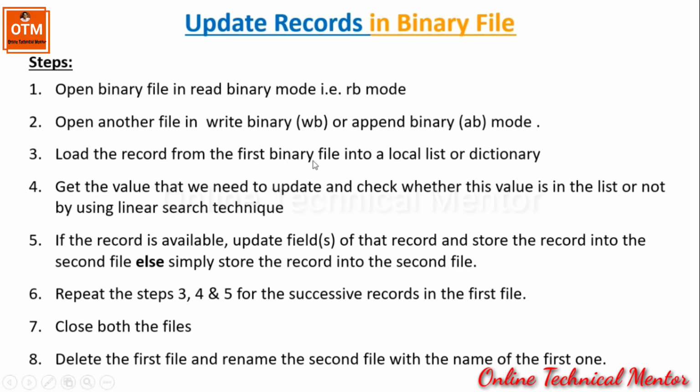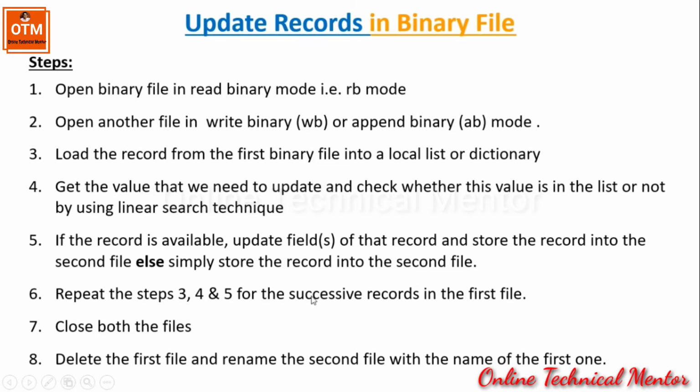Now load the record from the first binary file into the local list or dictionary. Get the value that we need to update and check whether this value is in the list or not by using linear search technique. Now in step 5, if the record is available, update fields of that record and store the record into the second file. Else, simply store the record into the second file. That means after fetching a record from the first file, if there is any requirement for updation, update the record and store it into the second file. And if there is no need to update, just simply store the record into the second file.